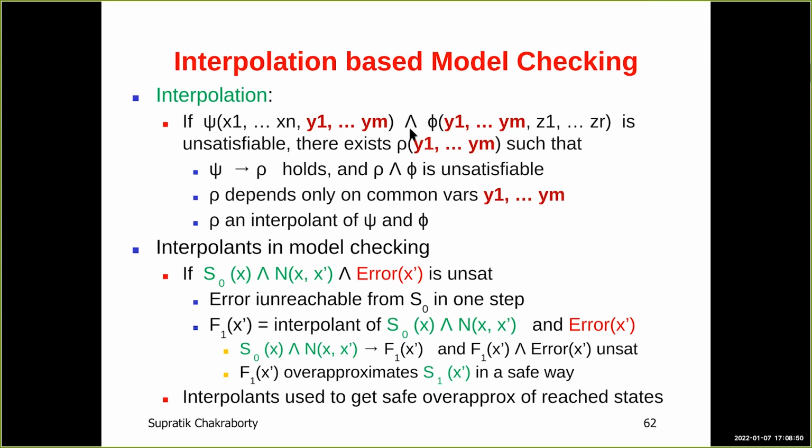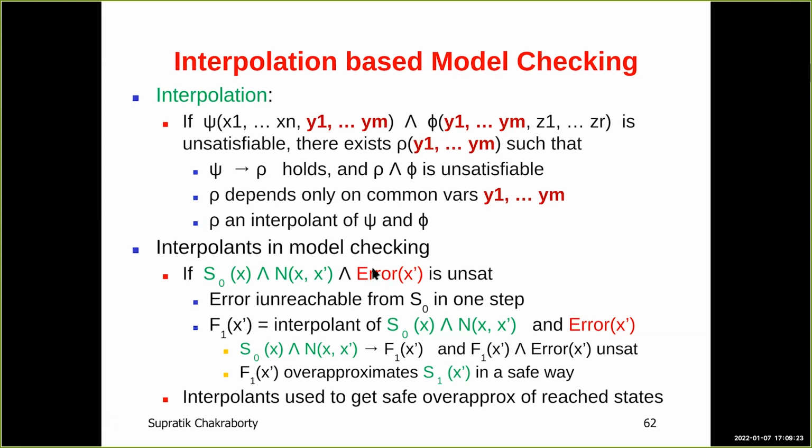And how is this used in model checking? For example, suppose I find out that starting from the starting set of states in one step, I cannot reach the errors, right? So maybe these are the set of states where there is some error. This is the set of states from where I'm starting, all represented using formulas. This is the transition represented using formula. So suppose I find out that starting from the starting states in one step, I cannot reach the error state, which means that this formula is unsatisfiable.